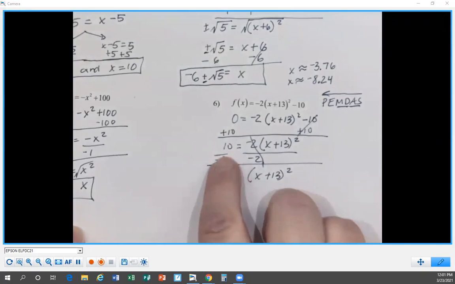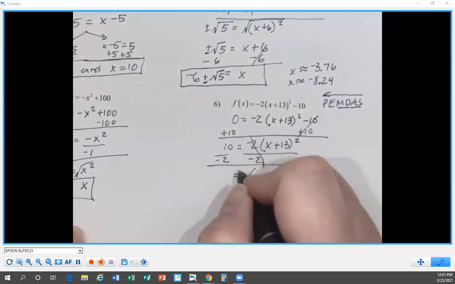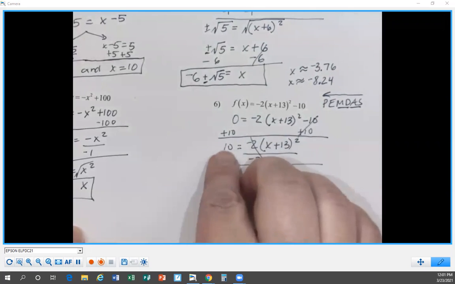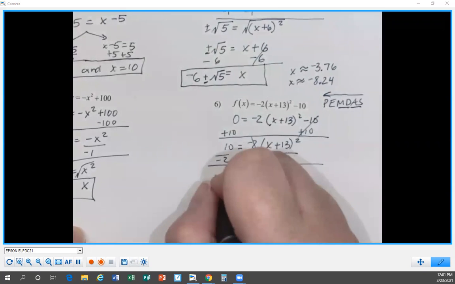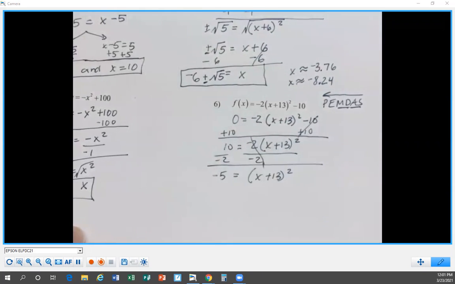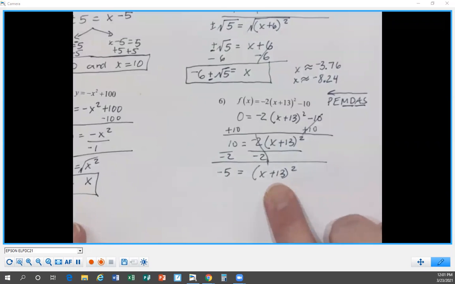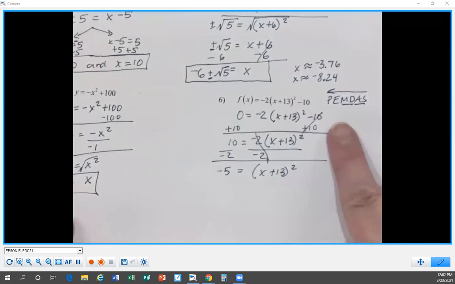And what's 10 divided by negative 2? Oh, also bring down the equal sign. What's 10 divided by negative 2? Negative 5. Okay, so now I'm not interested in what (x + 13) squared equals. I'm here in the next step. I need to simplify the exponents.